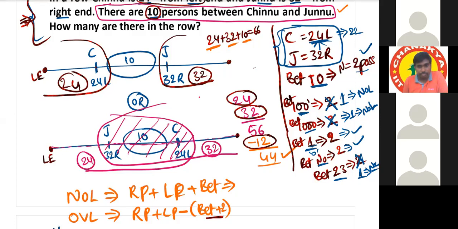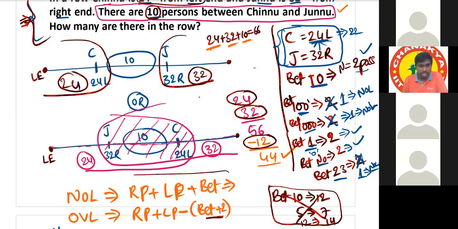Okay. Got it? Suppose the between persons is given as 10, then we'll subtract 12. Between persons is 5, how much will we subtract? 7. Between is 12, then 14 we need to subtract. This is an overlap case only. Non-overlap is common for all the questions. Overlap is limited to only some possible cases.